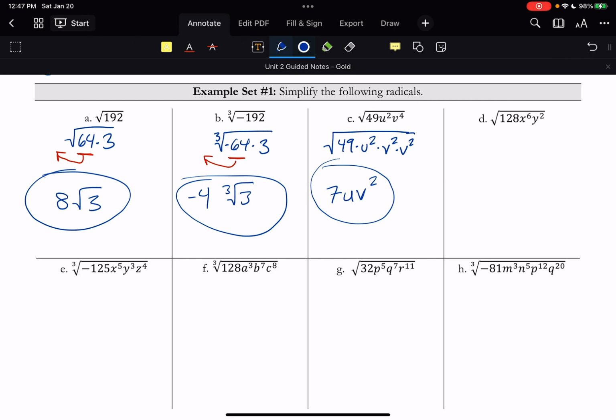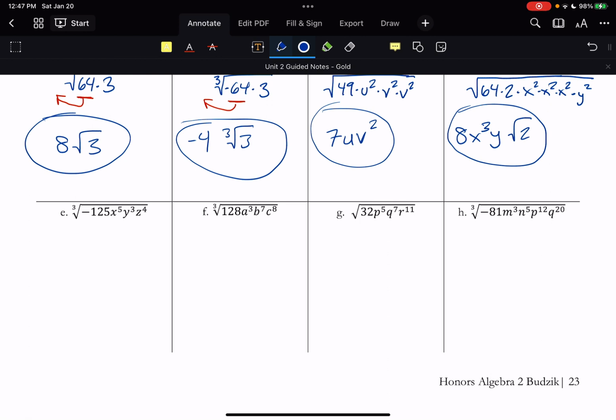Then if I move on to d, I have the square root of 128 times x to the 6 times y squared. I want to think what perfect square factors there are of 128. The biggest one is 64. So I have 64 times 2 times x squared times x squared times x squared times y squared. Again, I picked 64 because I want the largest perfect square factor that I can get. I know the square root of 64 is 8. I have 3 pairs of x's, so x cubed on the outside, and then I have 1 y, and 2 is left inside of my square root there.